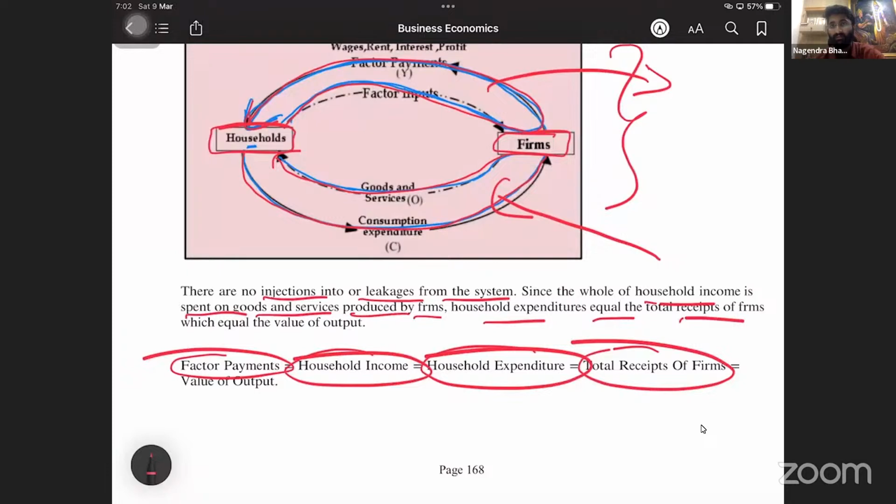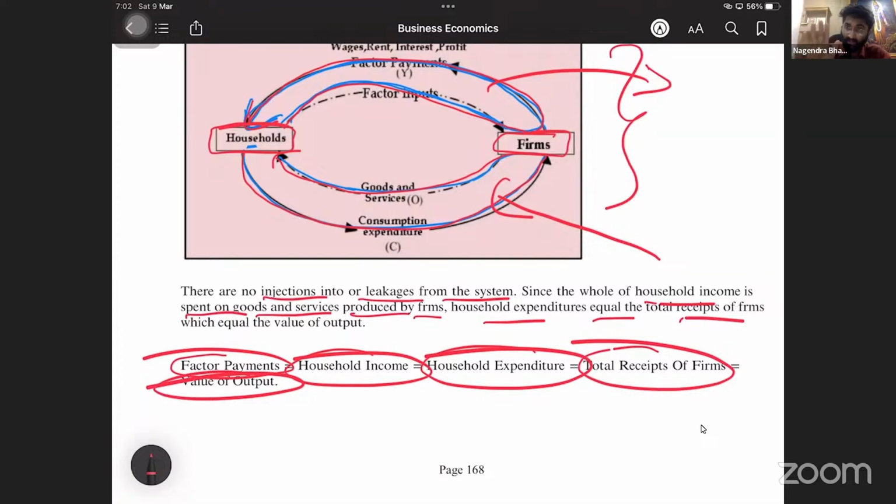Firm will receive that. Firm will receive everything, that will be the value of the output. Whatever they sell, for that they are receiving. Everything is equal here. See, if I am the firm, I am giving you the income in the form of factor payment.